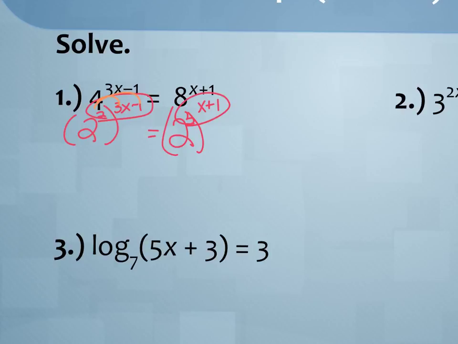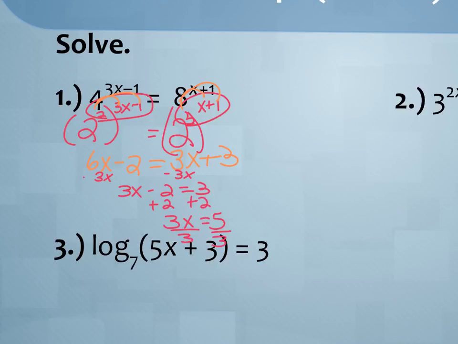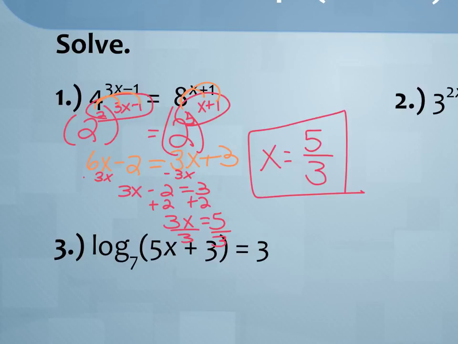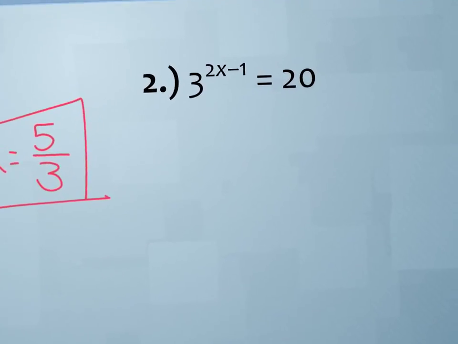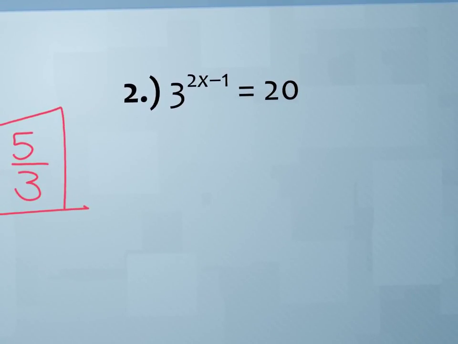Distribute this 2, and I get 6x minus 2 equals, distribute the 3x plus 3. Subtract the 3x. 3x minus 2 equals 3. Add the 2. 3x equals 5. And then divide by 3. And I get x equals 5/3. Raise your hand if you got it right. Okay, good.